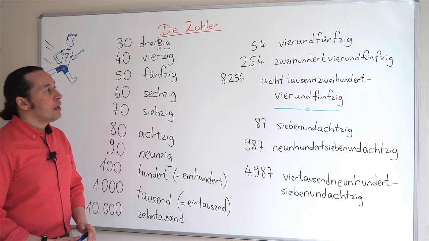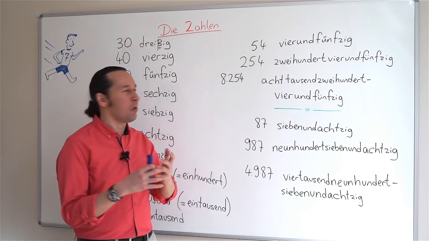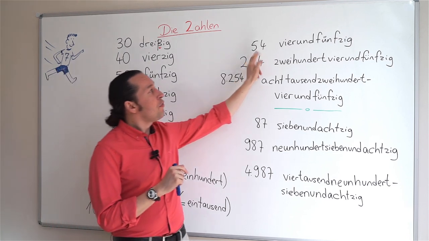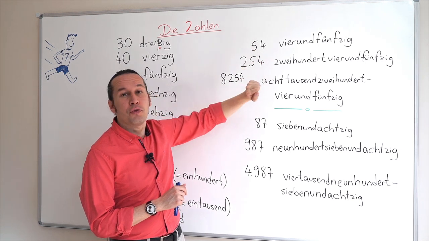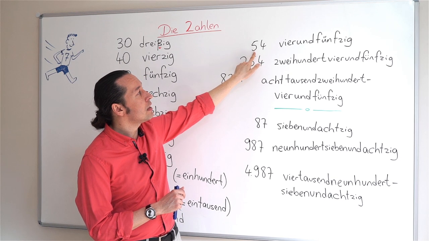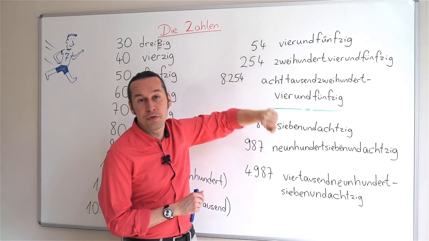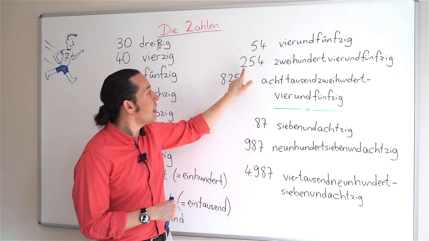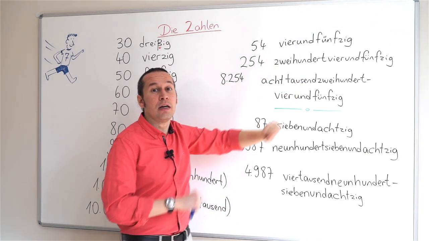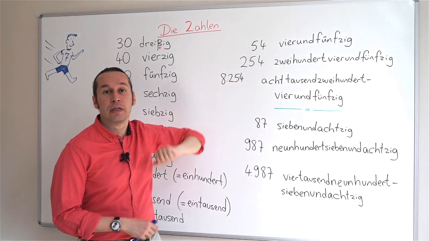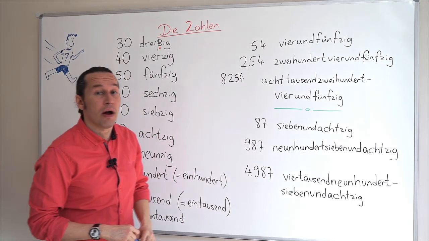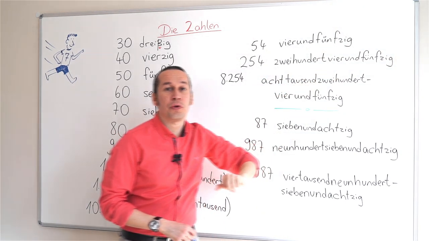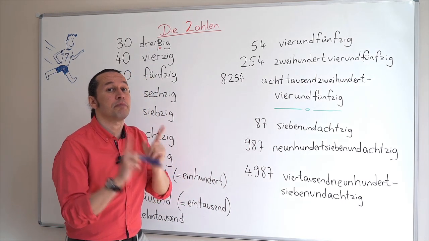Now, let's look at numbers which seem a little bit crowded and complicated, but it isn't. If I say 54, I'll say 4, the first digit, and then comes the 50. But what if I say 254? Then I'll start with the first digit and say 200, but here, pay attention, 54. So this will be our starting point. And written, that would be 254, all written together, not separated.